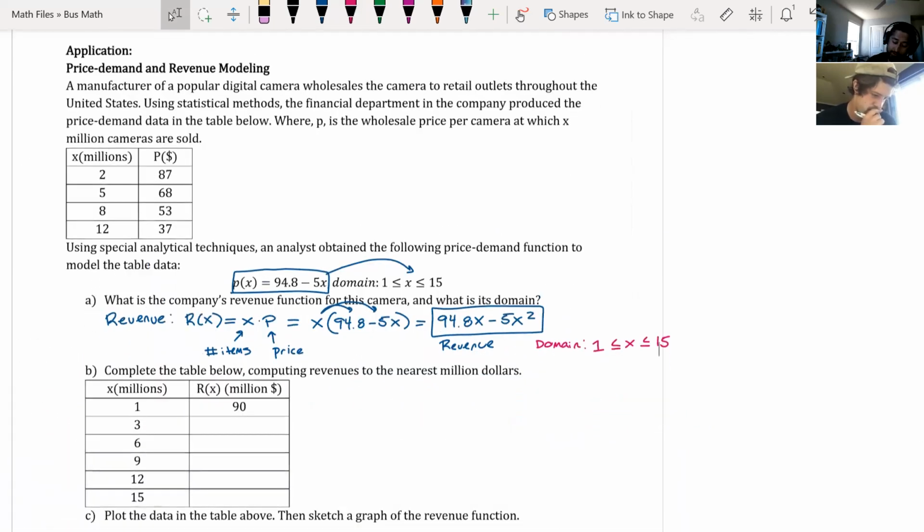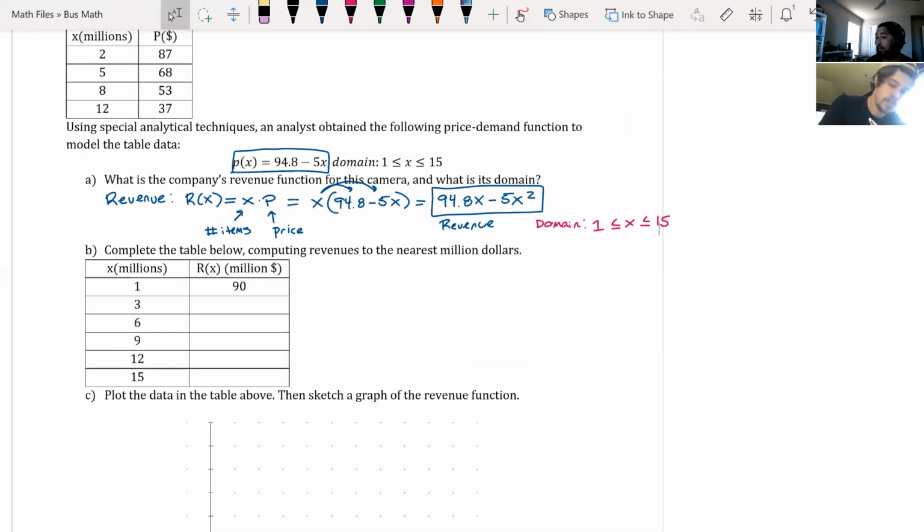Okay. Any questions on that one? So revenue is always X times P, the number of items times price P. All right, next.